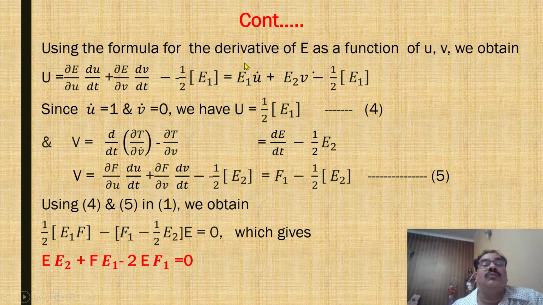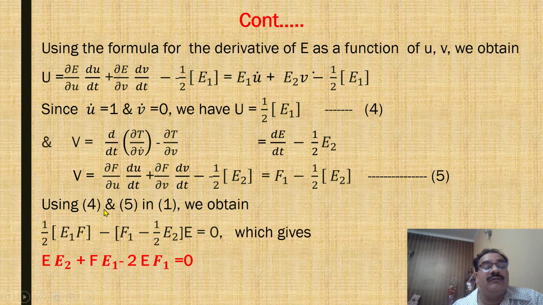Now using the formula for the derivative of E as a function of u and v, after simplification we get E1 u dot plus E2 v dot minus half of E1. Since u dot is 1 and v dot is 0, we have U is equal to half E1. This is equation number 4. And V is equal to d by dt of ∂T/∂v dot minus ∂T/∂v, which is d by dt of F minus half E2. This may be simplified further as F1 minus half E2. This is equation number 5.